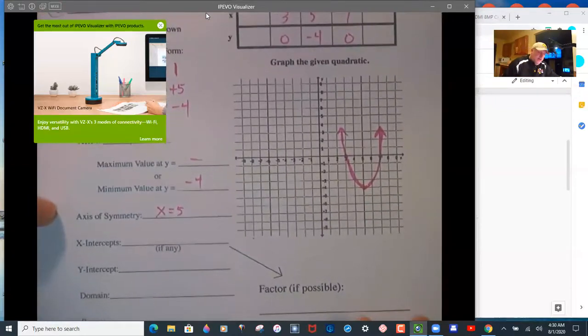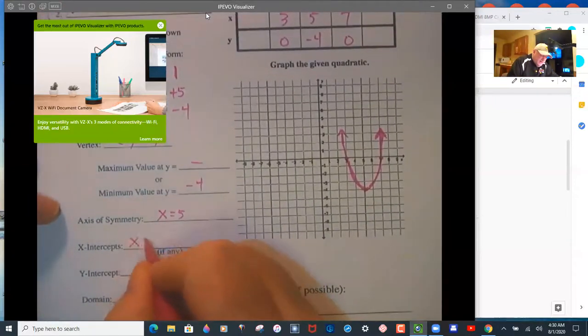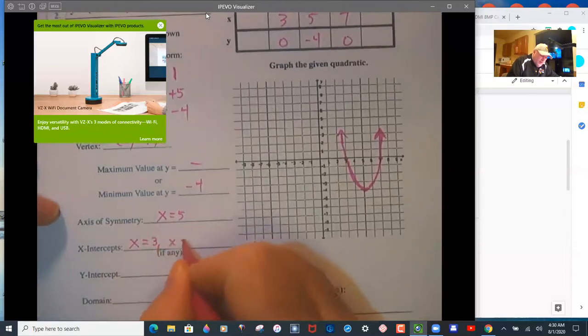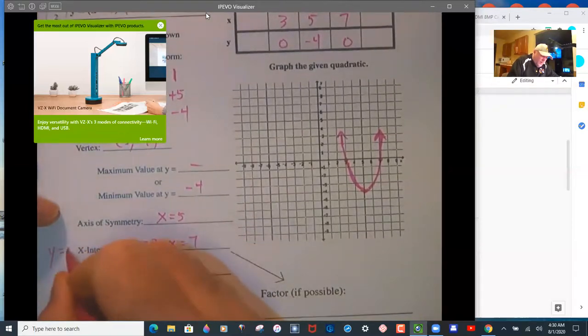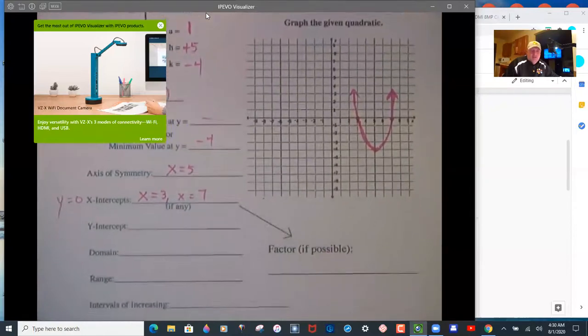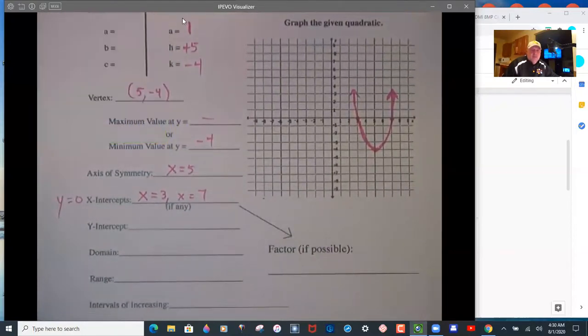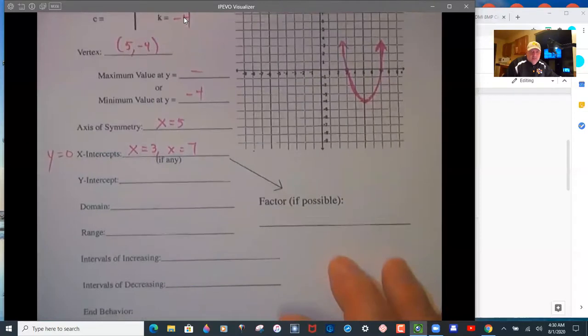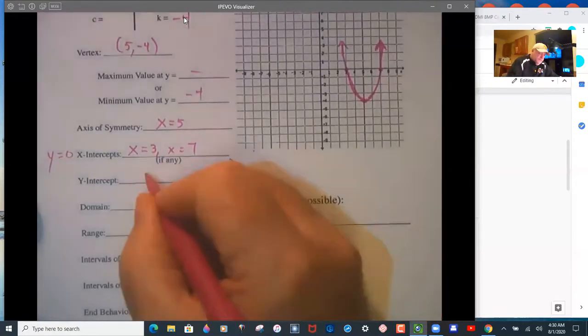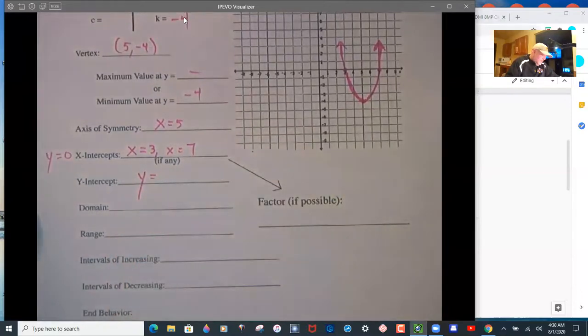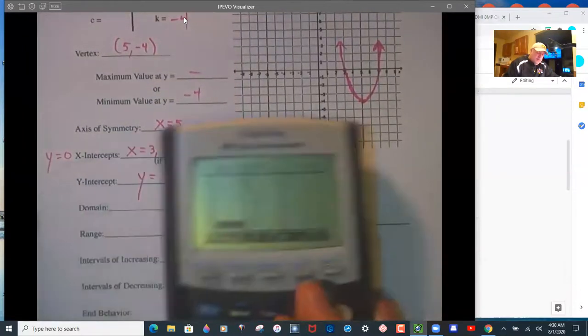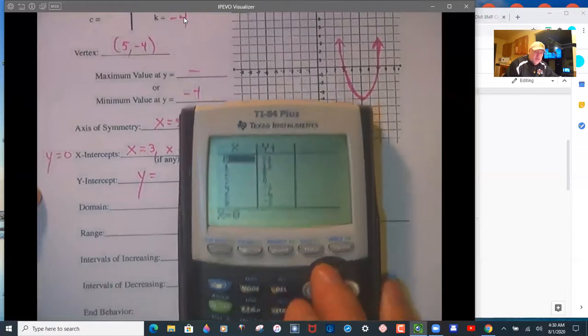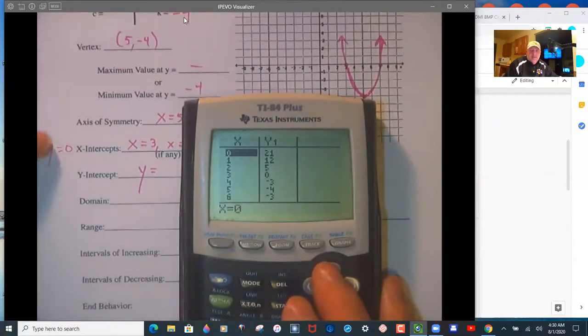Okay, so x-intercepts are 3 and 7. Now, again, we got those because on the table y was 0. If you can't see them, then you have to calculate them. But we could see them on the table. Y-intercept. Let's see if we can go to the table and see it. So that's when x is 0. Actually, you should always be able to see it on the table. 21.